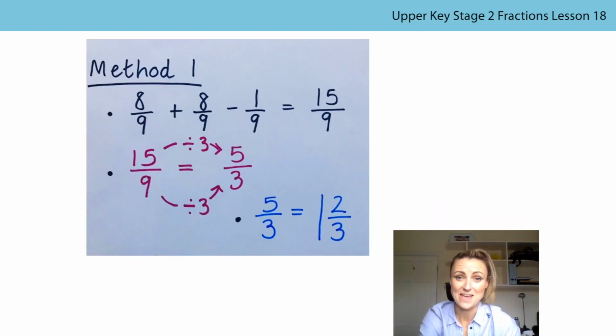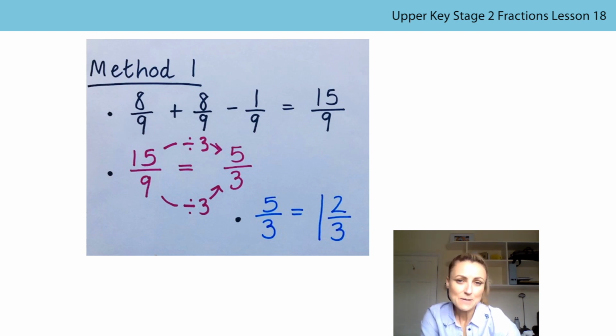So I've put my jottings here on the slide that I'm going to talk you through. Now, 8/9 add 8/9 subtract 1/9 gave us a total of 15/9. And when I looked at 15/9, I thought, would I rather simplify now or would I rather convert to a mixed number and then simplify? I thought I'm going to simplify now. The numbers were a little bit bigger, and I want to reduce them to a simpler form. So I identified the highest common factor of 3, which you can see with my pink jottings, and then I simplified that fraction to 5/3.